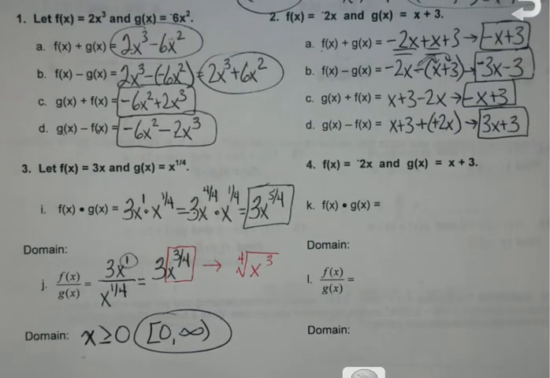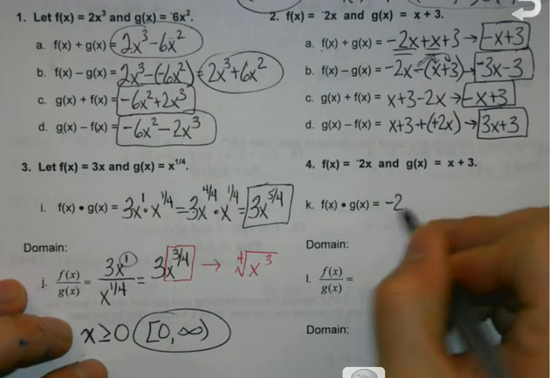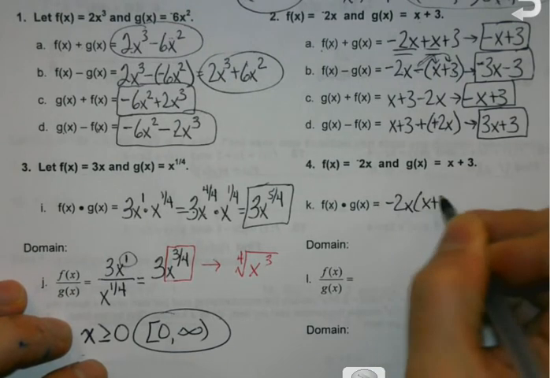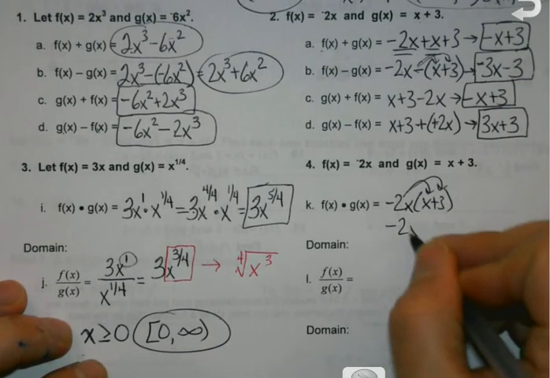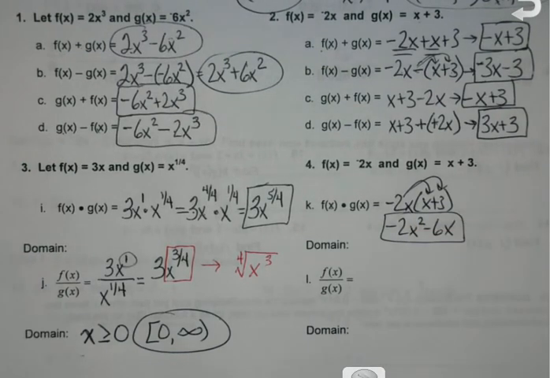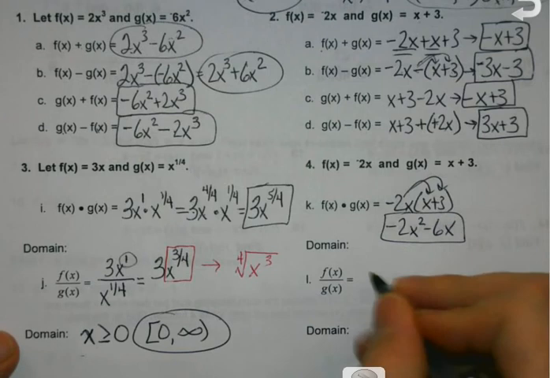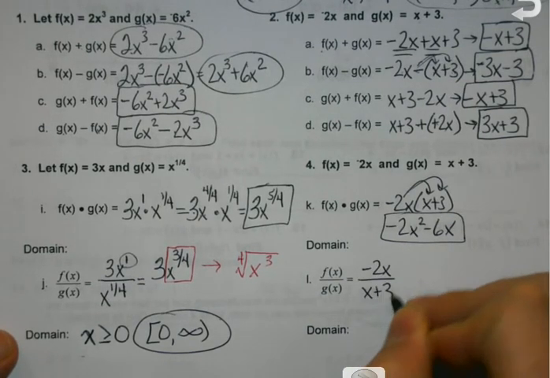Now, will they all end up that nasty? No. Okay, f of x times g of x here. Just make sure I distribute. Now, let's see here. Good old division. F of x divided by g of x.